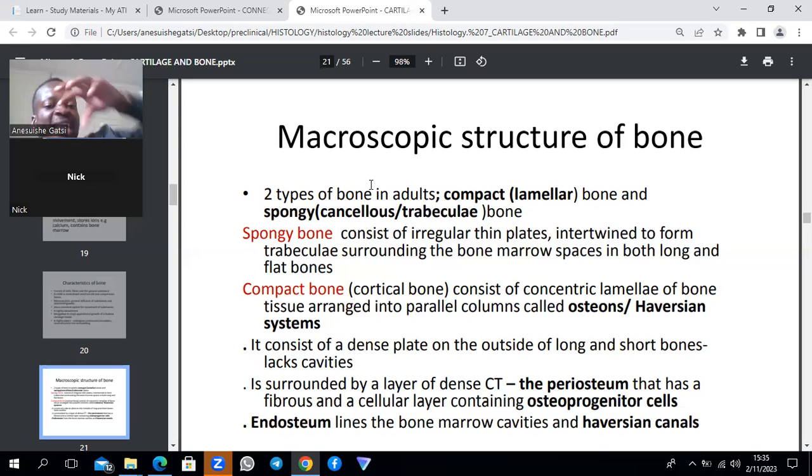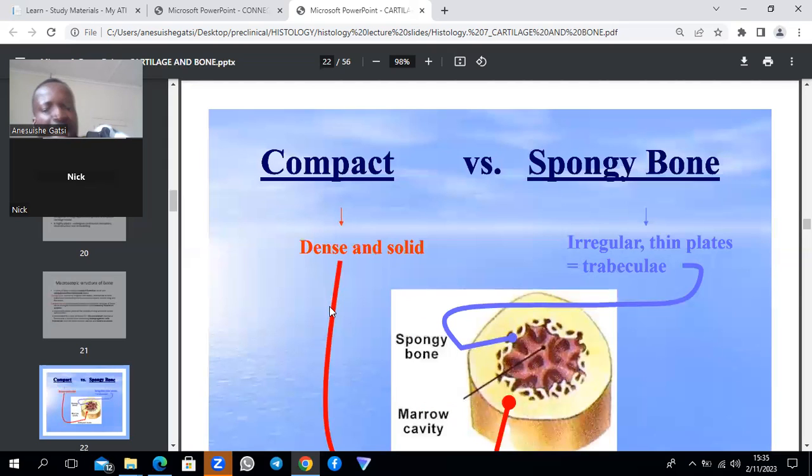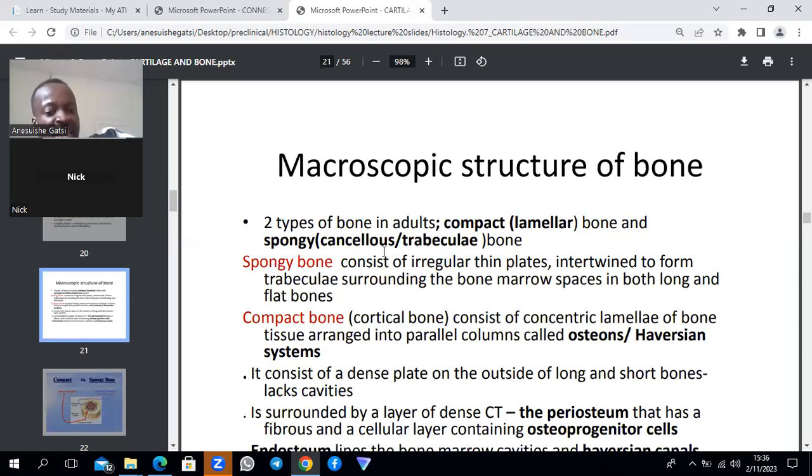The spongy bone is the irregular plates of bone that you see. If you look at a bone, this irregular part where it looks like it has holes inside, that's your spongy bone. Then this bone that looks dense and solid, which is usually on the outside, that's compact bone. So we call it compact bone or cortical bone. Then the one at the center, we call spongy bone or trabecular. Others prefer to say cancellous.